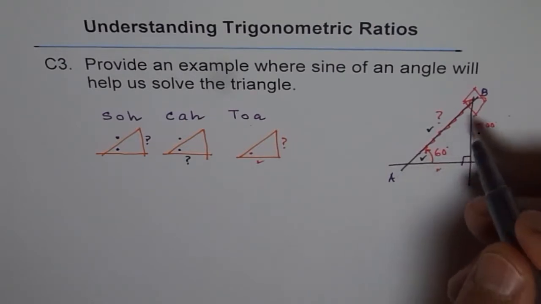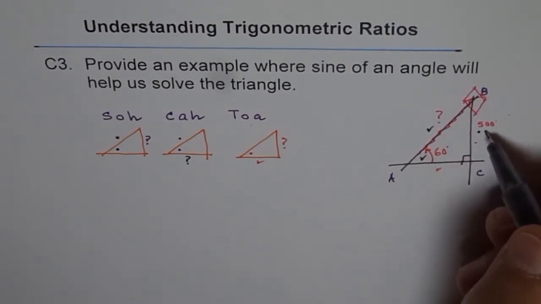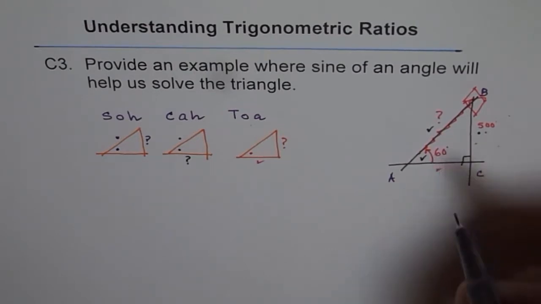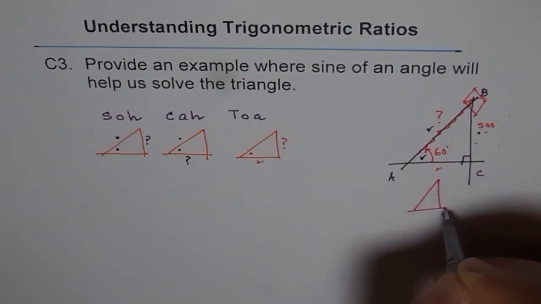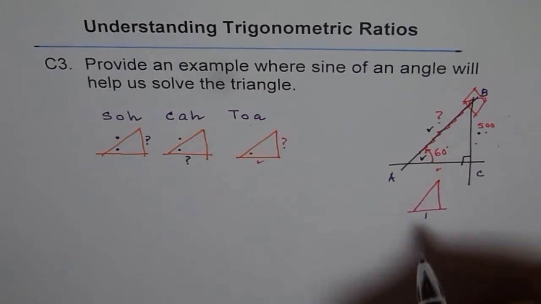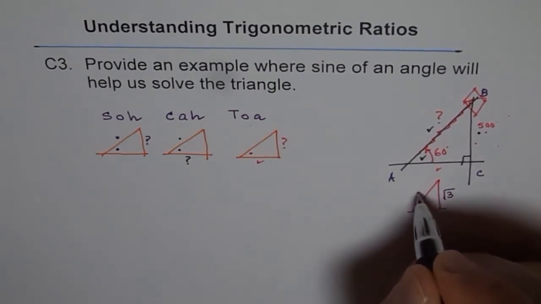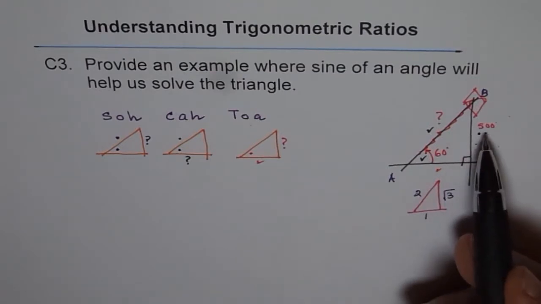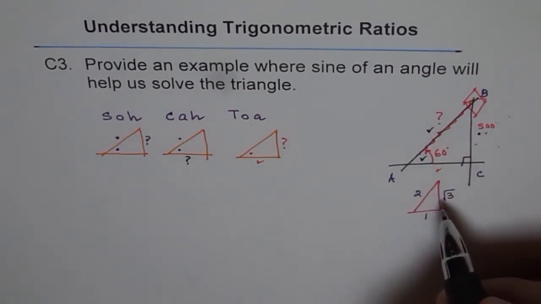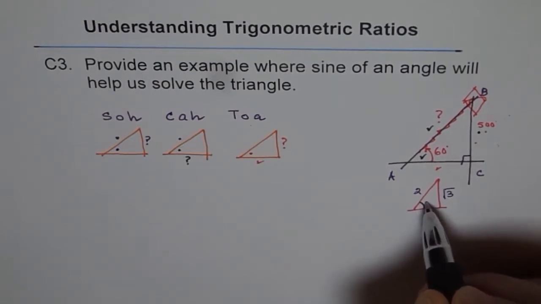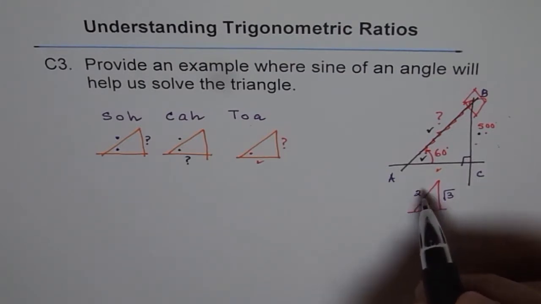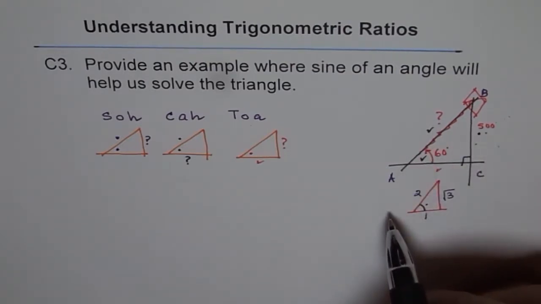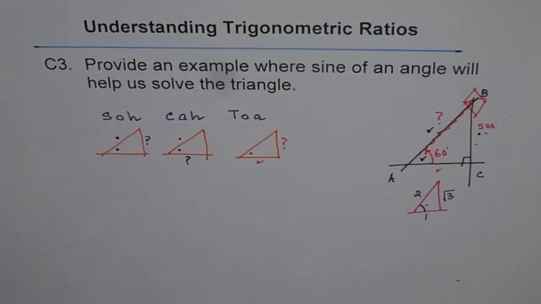Then we should use sine, because sine is opposite over hypotenuse. And you can use special triangles to find 60 degrees. The 60 degrees special triangle is right here, where the sides are 1 and square root 3 and the hypotenuse is 2. Therefore, sine of 60 degrees is square root 3 over 2, which equals 500 over this length. So if you compare, you can find your answer. That is how you can solve your problems.